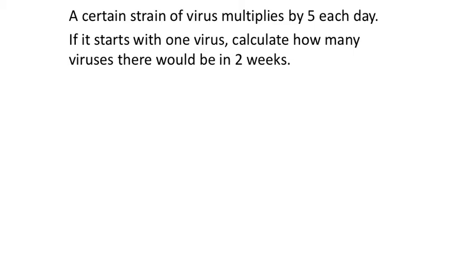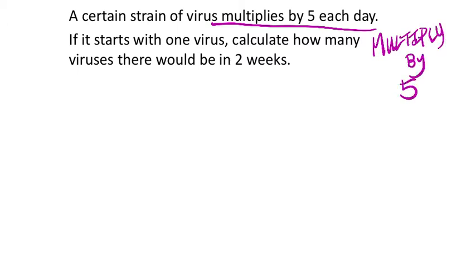Okay, so remember, I see that it multiplies by 5 each day. So we're repeatedly multiplying by 5, but that's every day. Since it's repeated multiplication, I am expecting an exponential situation. So it's A times B to the power of X. And it did say to calculate how many viruses this will be.